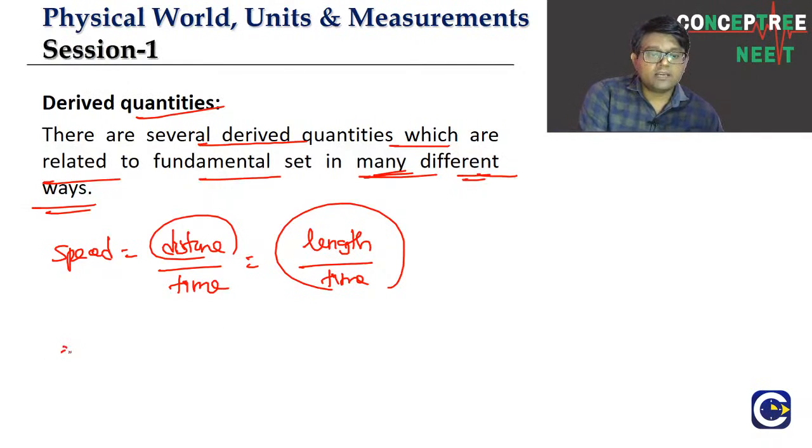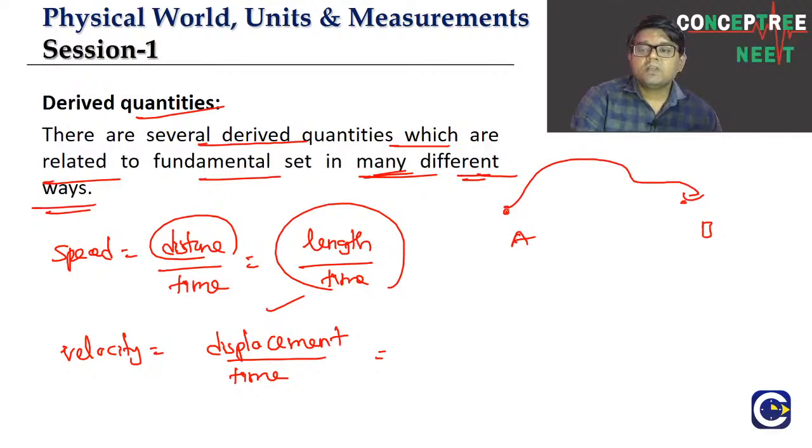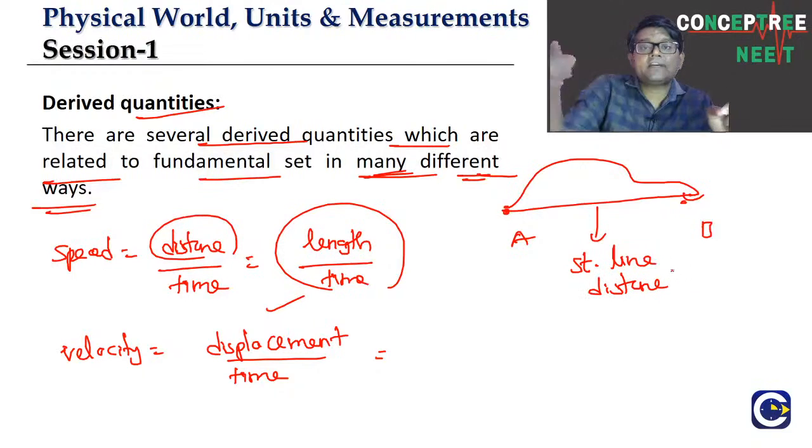Now if you look at velocity, what is velocity? By definition, velocity is displacement by time. Displacement means, if you are moving from point A to point B by whatever path, the shortest, straight-line distance between the initial point and the final point.